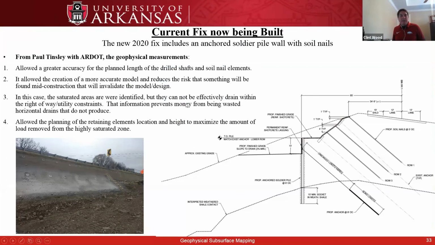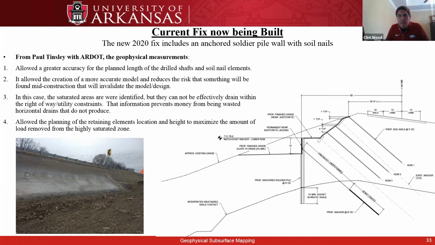So kind of the current fix now, this has gone along a little bit further now. They're actually out there constructing the current fix to it. So the current fix includes an anchored soldier pile wall. So we've got anchored drilled shafts, so drilled shafts that are socketed into the shale, and then have an anchor that comes off and bonds into the area. And this is in addition to the current anchors that are there. And then some soil nails are being installed in order to stiffen up the section underneath the road and right next to the road in this case.